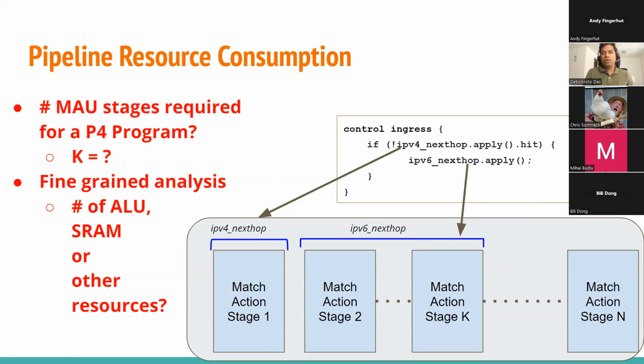So we want to know, from a research perspective, what are the actual resource consumptions of a P4 program? With the BMV2 backend, that's not possible.